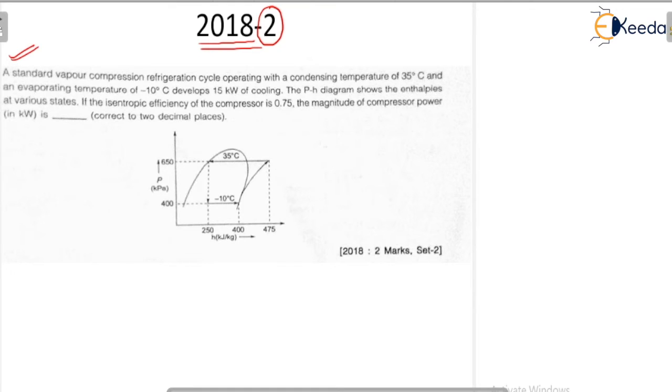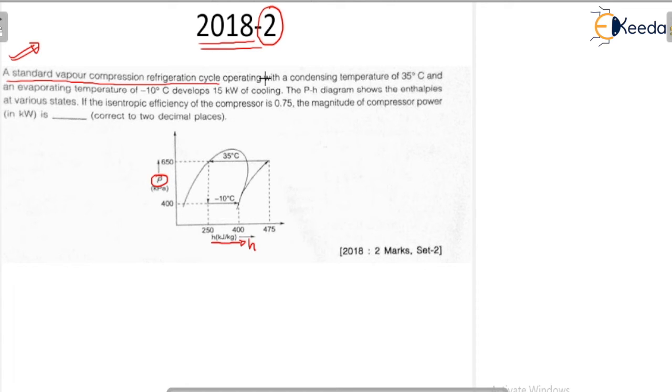First of all, you have to consider your question. A standard vapor compression refrigeration cycle. That means your VC cycle is given, over the P and H scale.